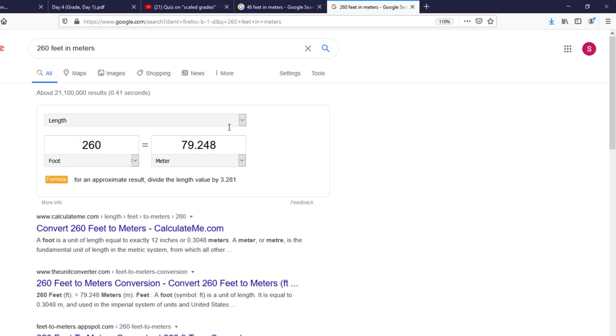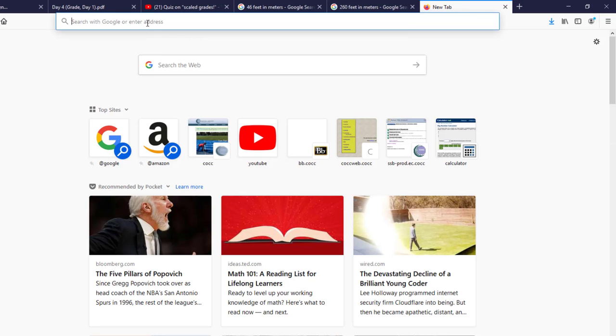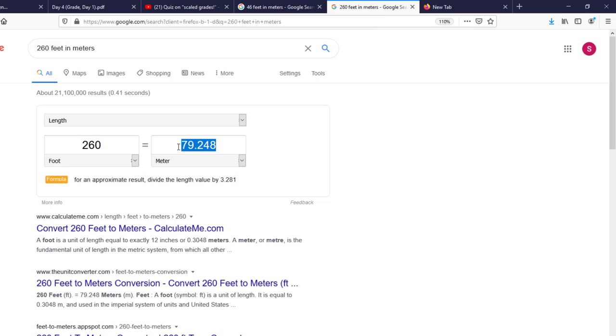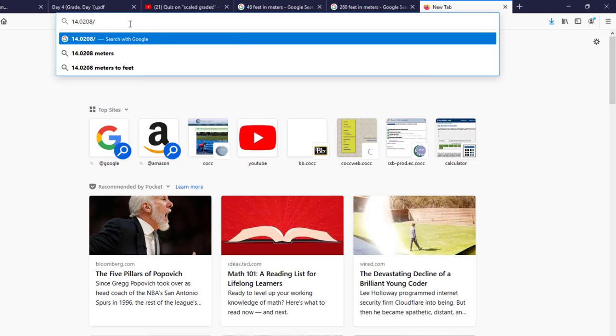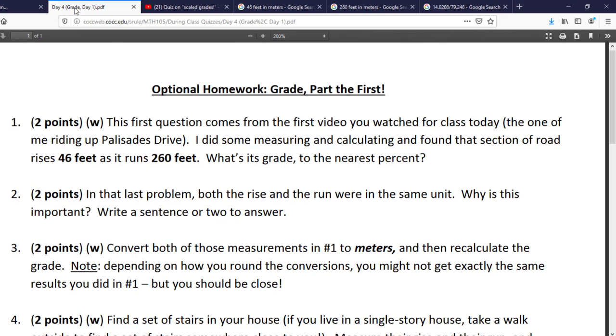Okay, and that's that. And then I'm going to open another window over here, and I'm going to divide that rise, which is 14 point something meters, divided by that run. And there you go. 18%, just like it was, and it looks like we get pretty close to the exact same number. Definitely good enough for a sign.